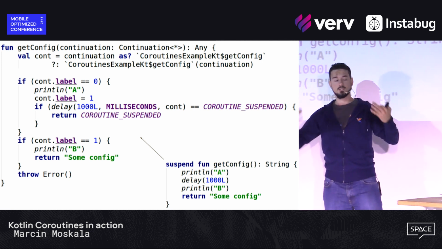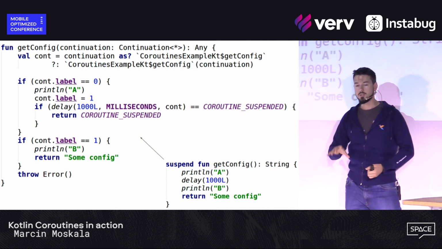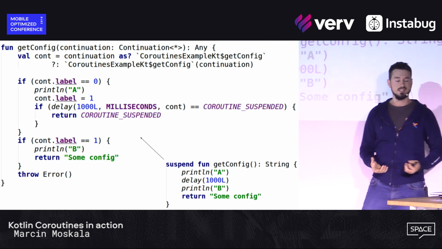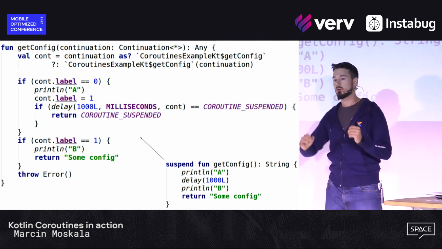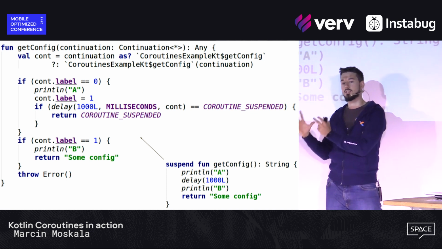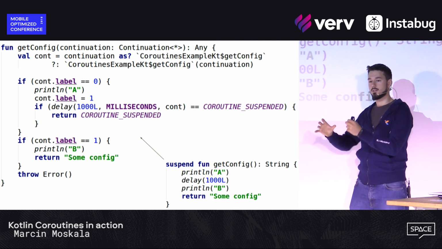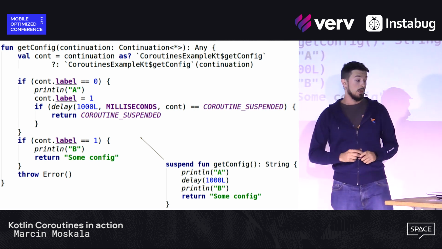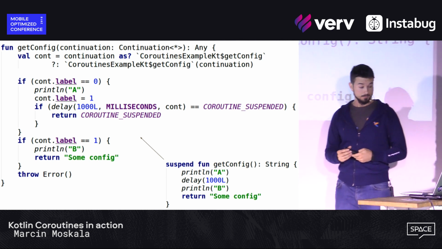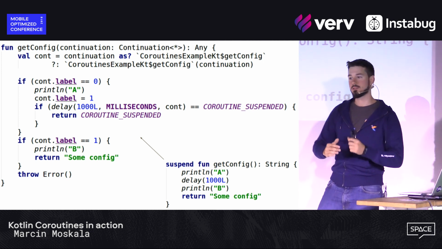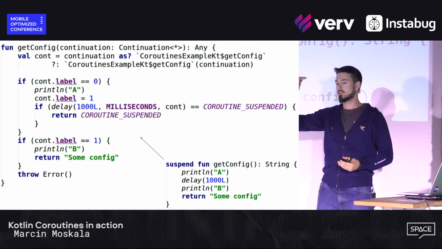If this is not already a continuation from this suspending function, it is wrapped into a special class that is generated just for this function. So every suspending function has its own continuation class generated to represent this suspending function. And this special class has a few properties, and one of them is the label. Label is an integer that says where we should continue. And this label at the beginning is equal to 0. It means that we start from the beginning.